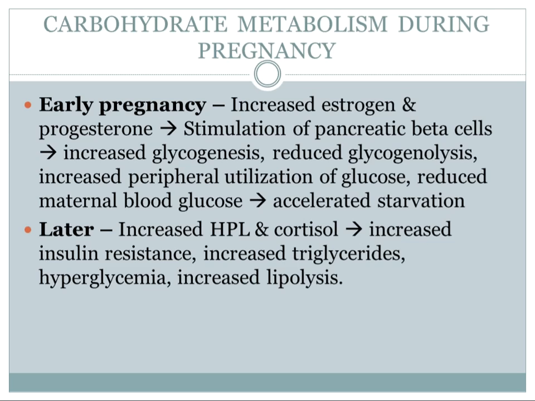More hormones are being produced. See, the placenta takes over function after the 12 weeks. So the placenta is now producing more and more hormones in addition to estrogen and progesterone. Hormones like HPL, that is human placental lactogen, and cortisol are produced by the placenta. Now, what do these hormones do? They cause increased insulin resistance.